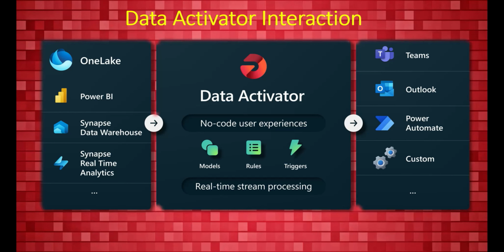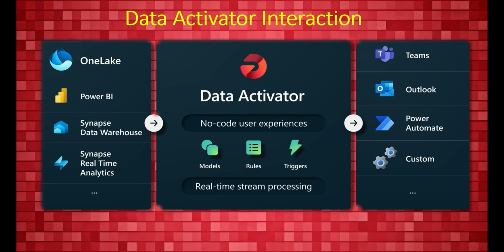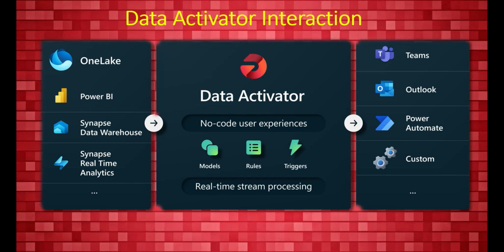And in IT operations, you can also use it for monitoring certain KPIs and triggering notifications based on some thresholds.